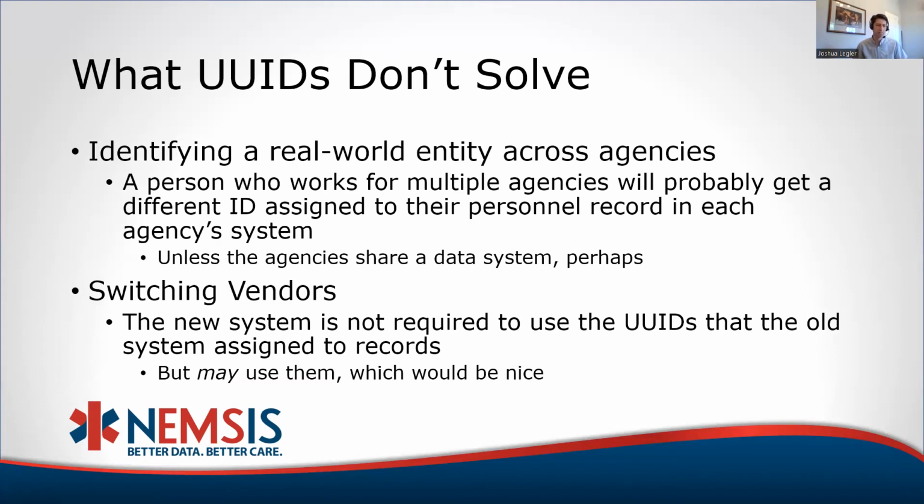If there's a vehicle that's used by one agency and then they sell it to another agency, again, the UUID is not attached to the real world vehicle. It's just attached to the record within that agency that describes their use of that vehicle. So the new agency is going to create a new vehicle object in their data system, and it's going to get a new UUID assigned to it. It doesn't matter that the real world actual piece of metal was the same thing.